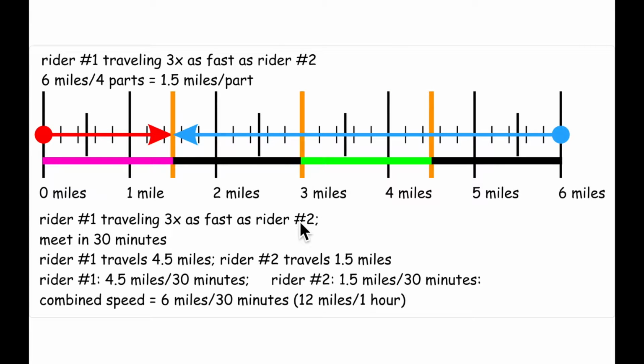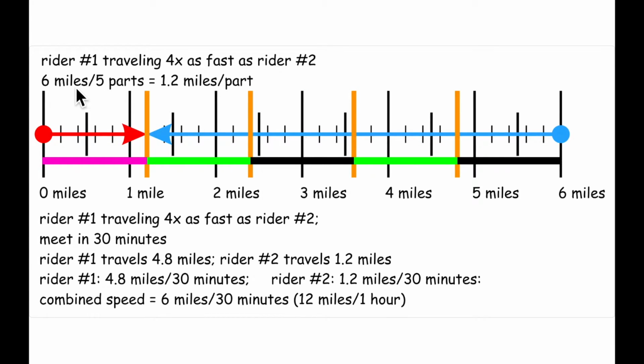Well, what about 3 times as fast? And so now you have to remember to include the 1 part for rider number 2. So now you have to look at 4 parts. Divide 6 miles into 4 equal parts. One of those parts is rider number 2. The other 3 parts is 3 times as fast. So that's 1.5 miles per part, or 4.5 miles total. So 4.5 miles in 30 minutes is 3 times as fast as 1.5 miles per 30 minutes. Remember, their combined speed is always the same, 6 miles per 30 minutes, or 12 miles per hour.